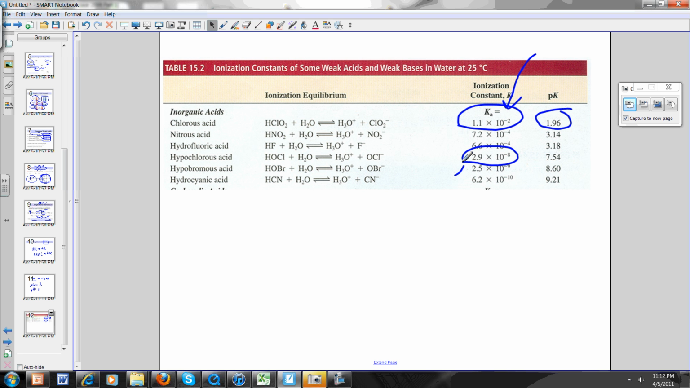Look at this one right here, hypochlorous acid, 2.9 times 10 to the -8th. If I needed the pKa value for that, and I didn't have a calculator, which you wouldn't have on the multiple choice, what I could do is just take the value of the exponent and ballpark it. If it's to the -8th, I take away the negative sign. The pKa value is going to be really close to 8. And that's how you ballpark numbers on the AP exam.